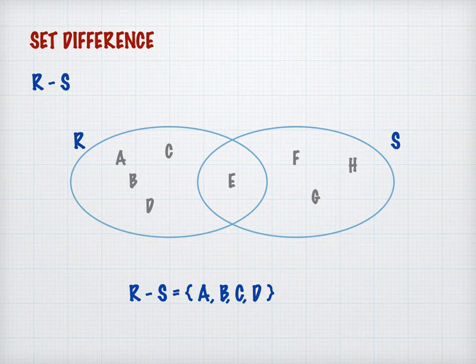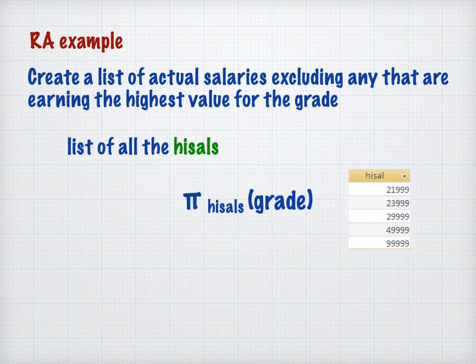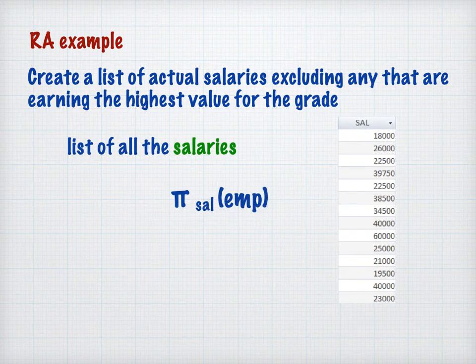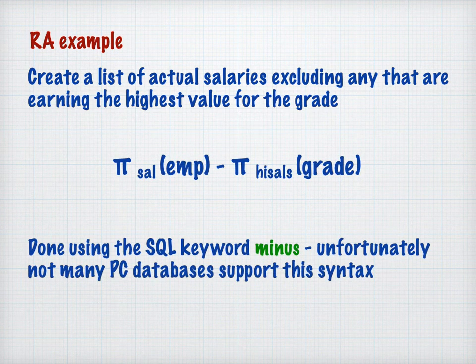Now, how would that work in SQL? Say we wanted a list of the actual salaries excluding anyone who's earning the highest value for that grade. What we could do is have our list of high sales, have our list of salaries, and simply take one away from the other. In other words, get a list of all the salaries and take away the people who are at the highest point of the salary list. So we could be, for example, looking for people who aren't actually currently earning the most that they could be earning for their grade.